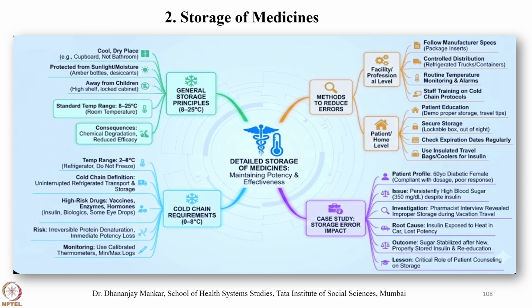So what is the root cause if you take this issue in terms of a quality matrix? It shows that the insulin was exposed to heat in the car, which created a potency issue, that the potency is lost. And what is the outcome of this? The sugar stabilized after new, properly stored insulin and re-education.